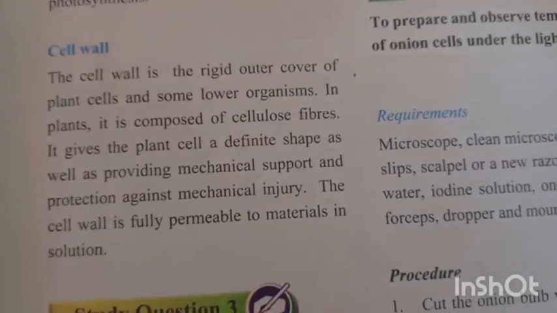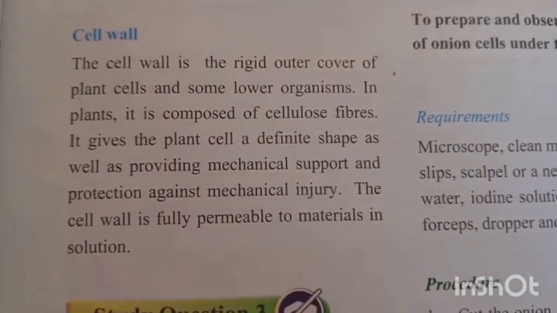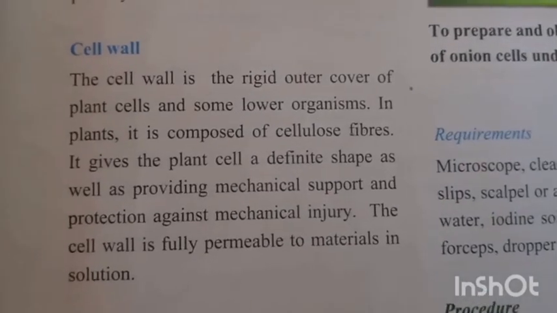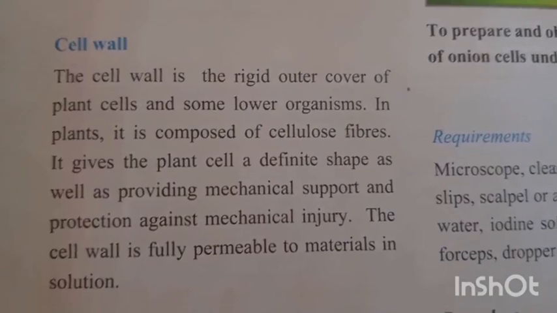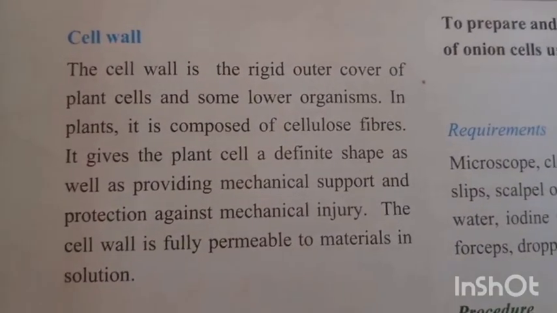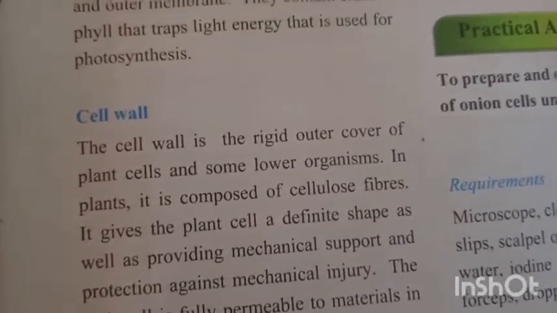Then we have the cell wall, which is the outer covering. I don't think it's referred to as a cell organelle, and it is composed of cellulose fibers. It gives the plant cells a definite shape and also offers mechanical support. That's all about cell organelles.